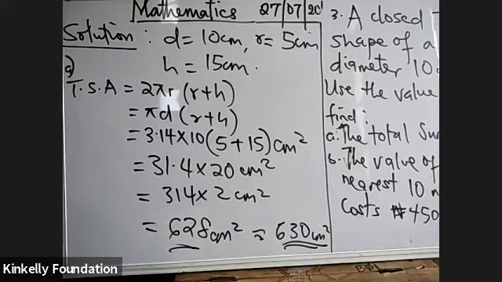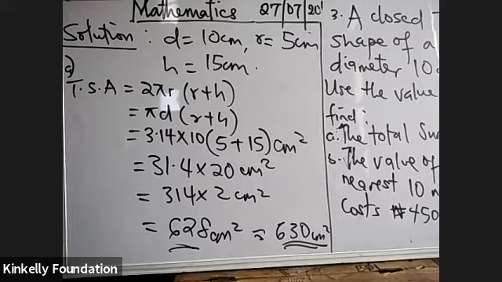This serves as the TSA. If you are using approximate value, you have this. If you are not using approximate value, you have this one. Okay. That's our TSA for that closed cylinder. Now we are going to look at the second aspect of the question.